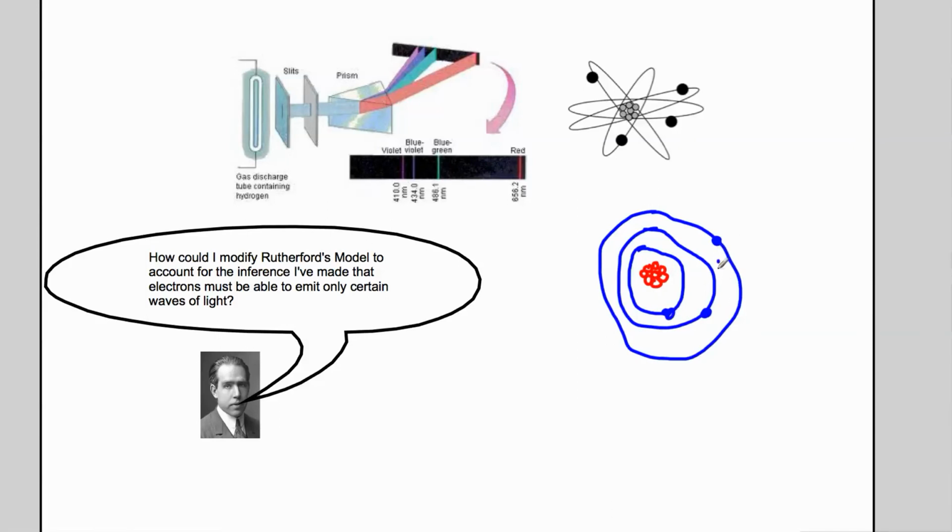And they can't be in an orbit somewhere in between. They can't be in an orbit somewhere in between like that. They could only be in this orbit, or that orbit, or that orbit. And really, he thought about these orbits as related to energy.